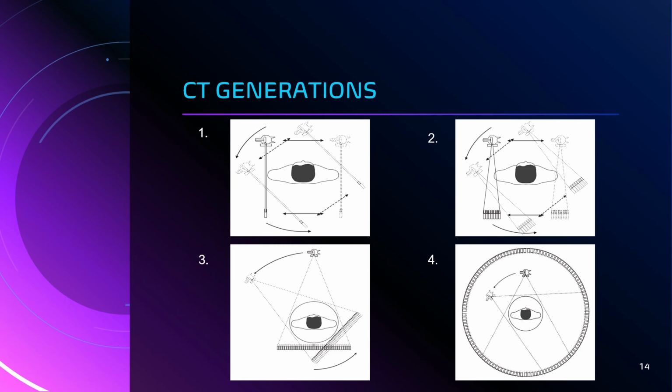First, we have the first generation, introduced in the 1970s. These scanners rotated a single X-ray tube and detector around the patient, capturing images slice by slice. Moving on to the second generation, which improved speed by using multiple detectors. This reduced scan times and enhanced image quality. Next, the third generation brought a pivotal change with the introduction of fan beam design. It allowed for faster scanning and reduced radiation exposure. The fourth generation further enhanced speed and resolution by using a rotating X-ray tube and a stationary ring of detectors.